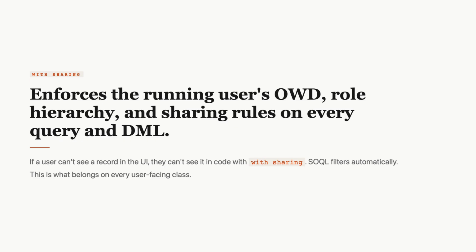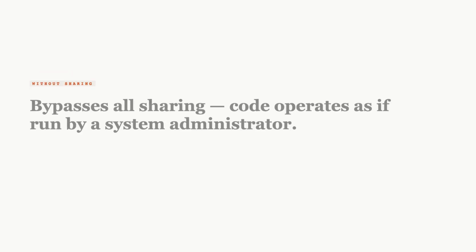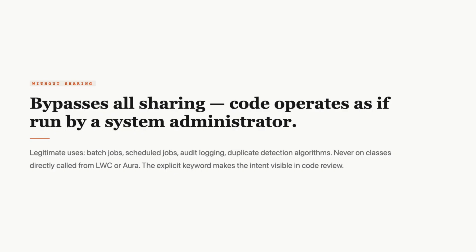Without sharing tells Apex to run in system context, seeing every record in the org regardless of who triggered execution. That sounds alarming, and it should be treated with discipline, but there are valid use cases. A nightly batch processing all open cases. An audit logger writing records for every change regardless of caller. A duplicate detection utility comparing records across every user's data. The critical rule: keep without sharing classes small and focused. They should never directly return data to a user interface. If they do, you must write your own authorization logic inside the class.